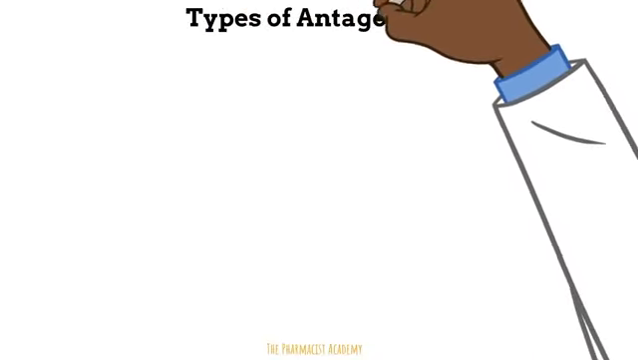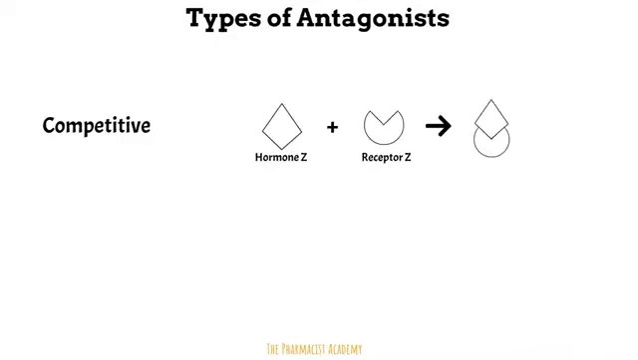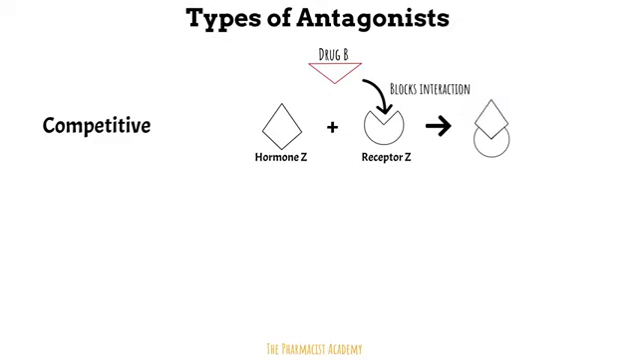For the antagonist, the first type is the competitive antagonist. Normally we have something in the body that binds to a receptor, forms a complex, and then a response. Then the antagonist comes in and blocks this interaction. In competitive antagonism, the name kind of gives it away, right? It's a competition between the hormone Z and drug B in this case. They want the same receptor. Even though it's a competition, if you increase the concentration of the drug, it will win and bind to the sites instead of the hormone Z.